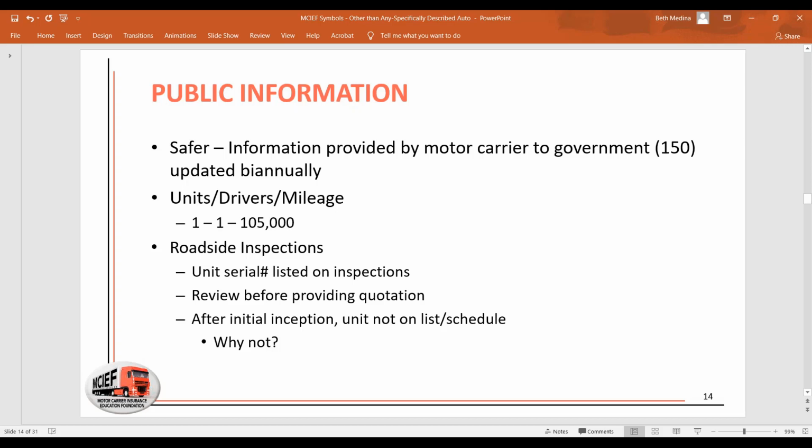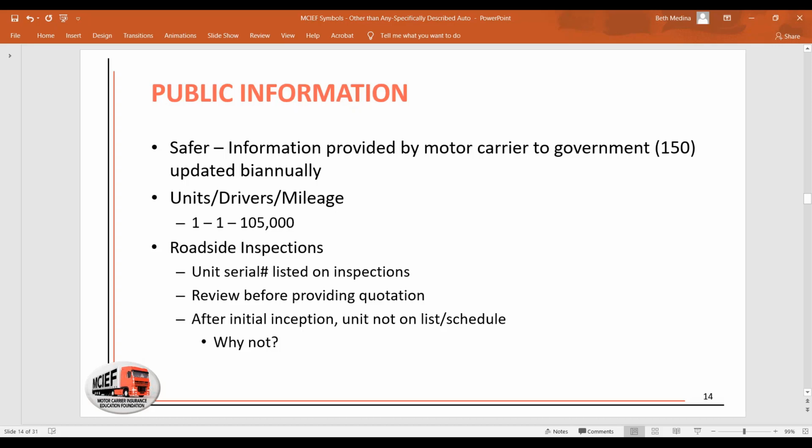This is when the insured gets pulled over and given a level 1, 2, or 3 inspection. You can review units. The serial number is listed on these inspections. You review before providing a quotation to make sure that we're addressing all the serial numbers that have been inspected in the last 6 to 12 months, or after inception, again, a unit not listed on the policy schedule.